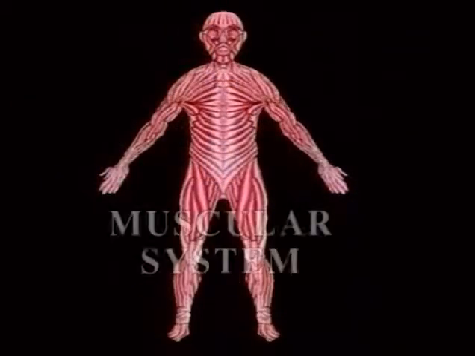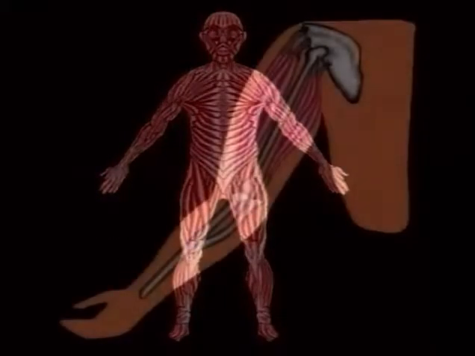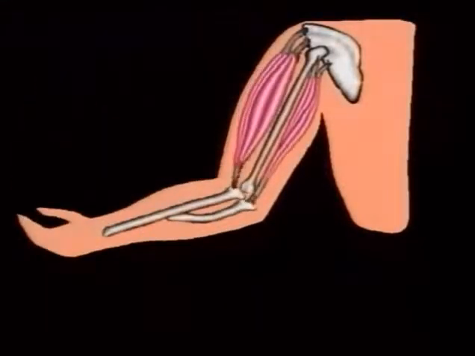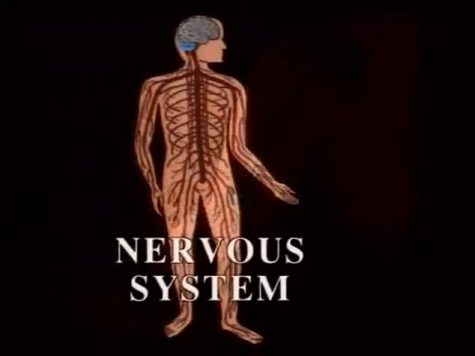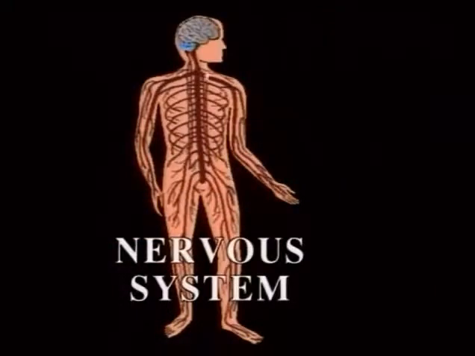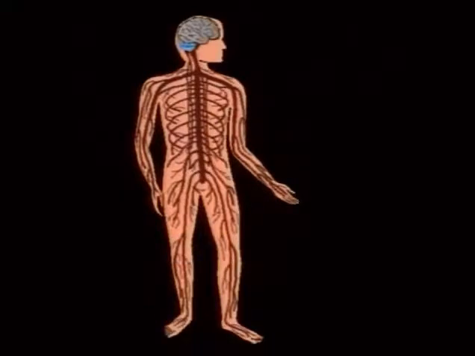The second is the muscular system, which allows the body to move. The muscles are the main organs of this organ system. The third is the nervous system, which senses the environment, receives information from the body, helps coordinate physical activities, and makes it possible to think. The brain is the main organ of the nervous system.